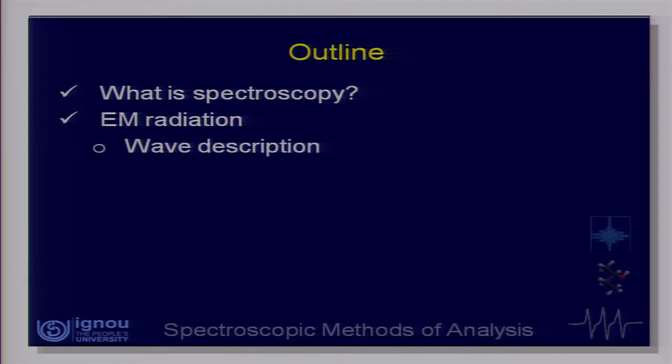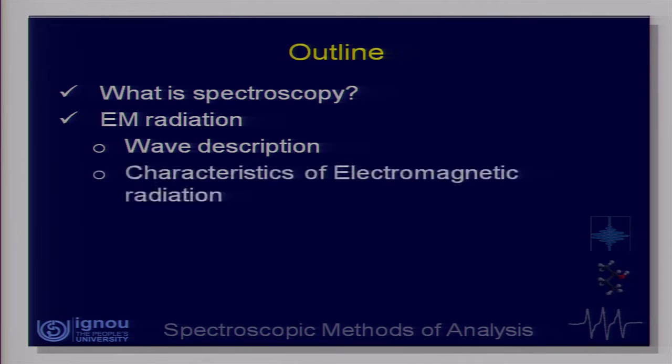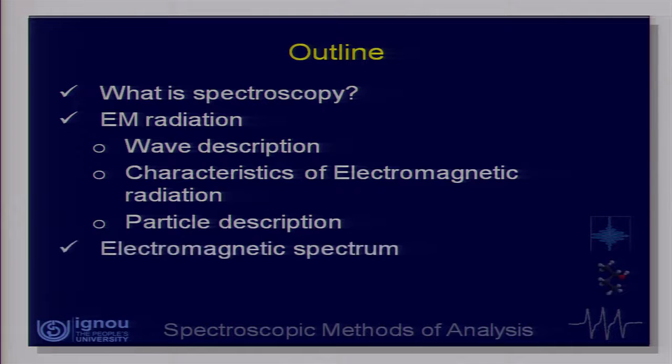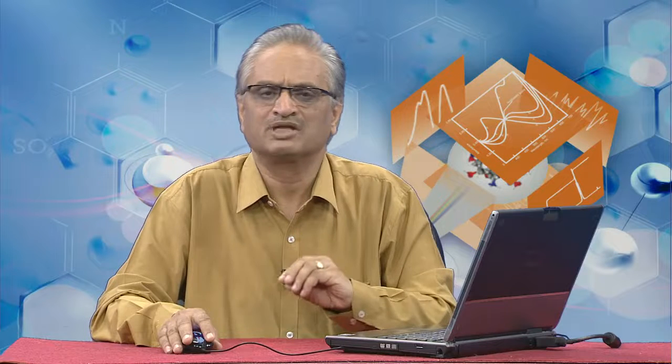And in this context, we will talk about the 2 descriptions of electromagnetic radiation. The first one happens to be the classical or wave description, and having done that, we will move on to the characteristics of electromagnetic radiation. We will spend a lot of time on this because there are very important characteristics which we need to learn about. Thereafter, we will move on to the particle or the quantum mechanical description. Then we will briefly touch upon the electromagnetic spectrum, and towards the end we will sum up what we do in today's session.